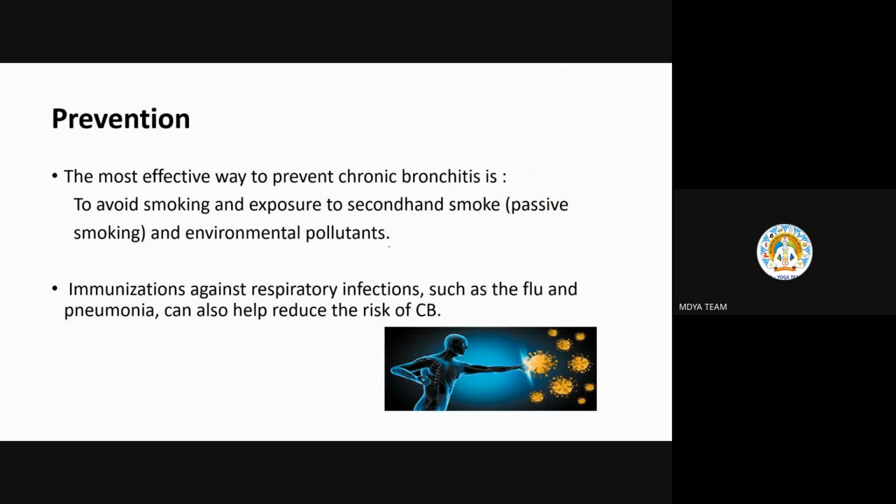So prevention: the most effective way to prevent chronic bronchitis is to avoid smoking and exposure to secondhand smoke. As I told you, avoid passive smoking. Everyone wants to avoid it, but it is very difficult if someone is smoking in front of you. Also avoid environmental pollutants, and immunization against respiratory infections such as flu and pneumonia can also help reduce the risk of chronic bronchitis. This is simple prevention, but we don't need to focus more on this.